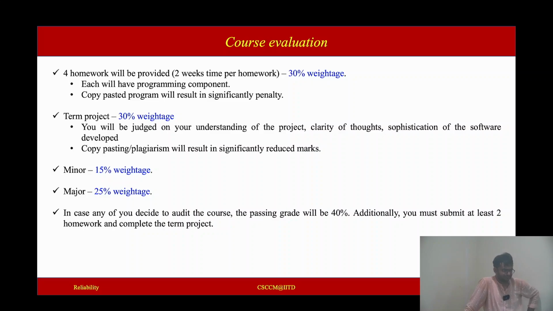For audit? No. Now, why is completing the term project there? I will tell you. Because you are working with someone for a term project. If you leave in between, your partner might suffer. That is something I do not want. So that is why I have added this, based on my experience the first time I taught machine learning.